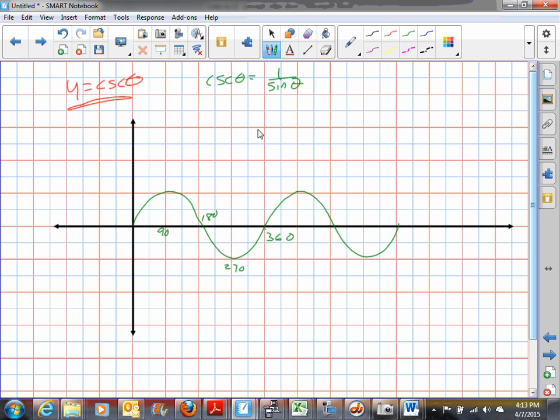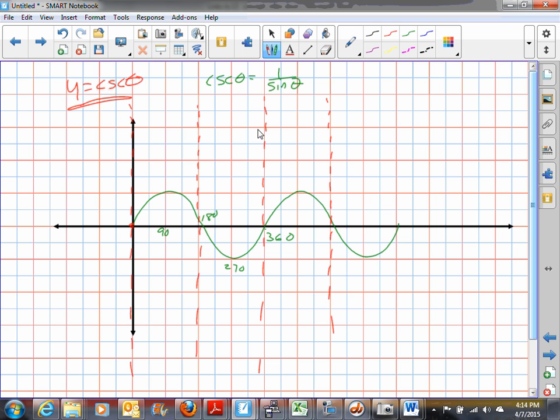When the sine of theta is 0, its reciprocal is going to be undefined. So we get a vertical asymptote at 0. We get a vertical asymptote at 180. We get a vertical asymptote at 360. We get a vertical asymptote at, I think that's 450, and so on like that.